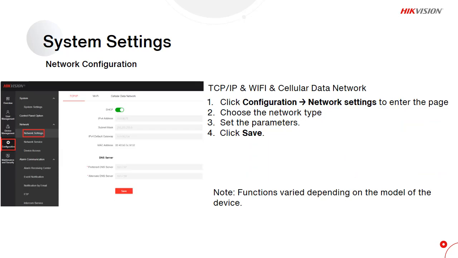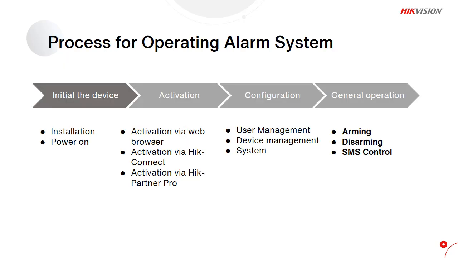We can also configure network in the system settings. That will include TCP/IP, Wi-Fi and cellular data network. Click Configuration, Network Settings to enter the page. Choose the network type, set the parameters. Click Save. Next one is General Operations including arming, disarming and SMS control.